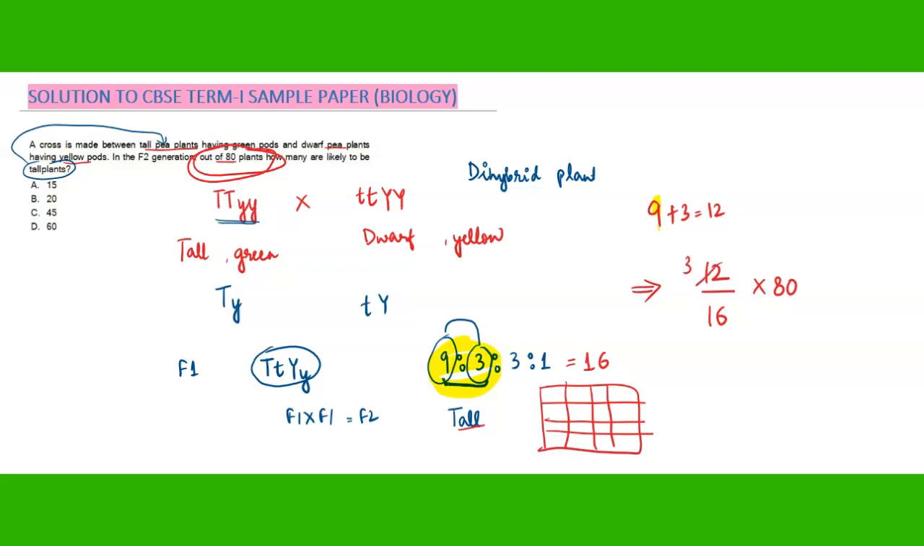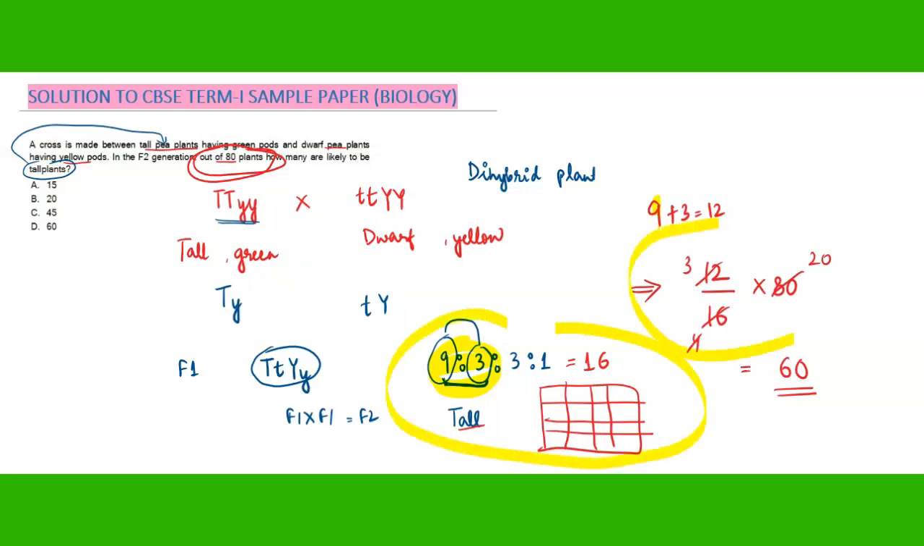So this is very easy. You will do it mathematically and the answer will become 60. That means out of 80, 60 individuals will be exhibiting the dominant character. So these calculations, this expression is very, very important. Suppose if they ask for any dwarf variety, similarly you can do it for that as well.